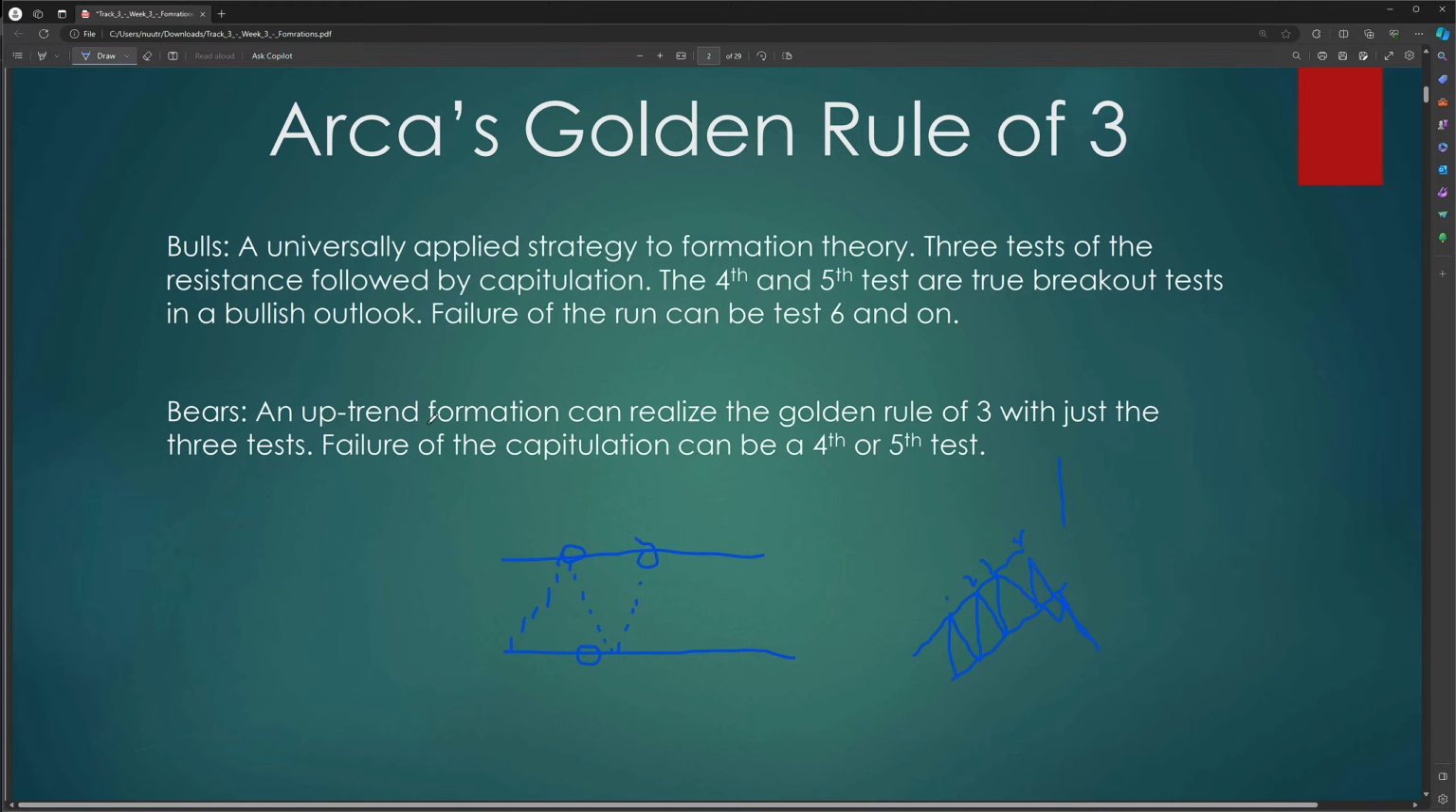That's right. So bears, an uptrend formation can realize the golden rule of 3, which is what we just spoke about, right? So failure of the capitulation can be at the 4th or 5th test, just like we spoke of. Okay, so let's go ahead and move on here and see what else we got in store for us.